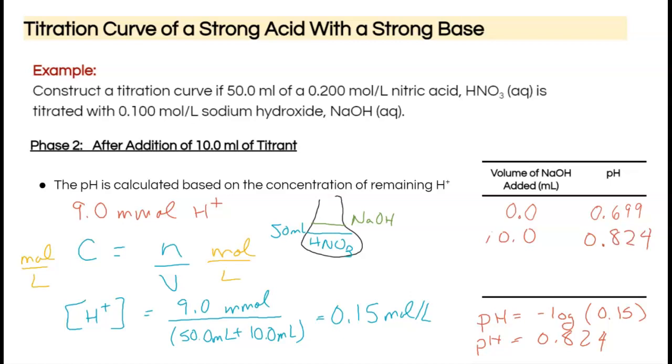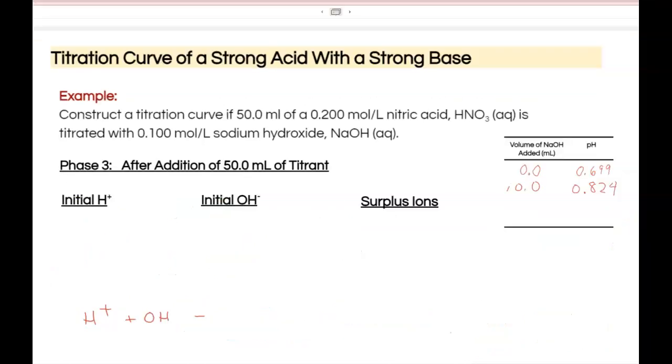All right, so there we go. I'm ready to do the next step. Let's just revisit that. I needed to figure out what the surplus of ions was, use that ion surplus to calculate the concentration of the solution, and then use that to figure out my pH.